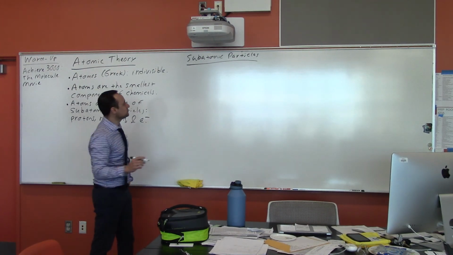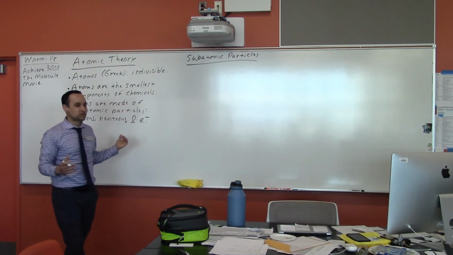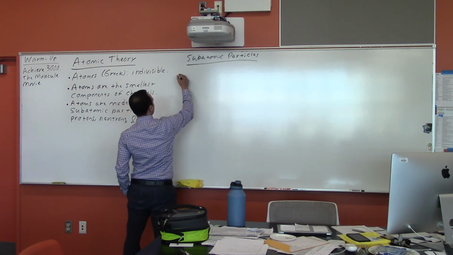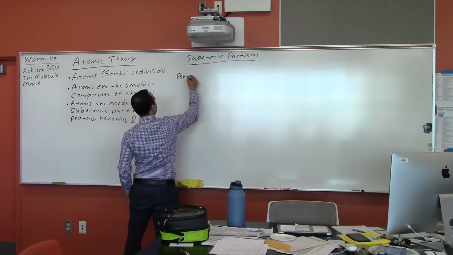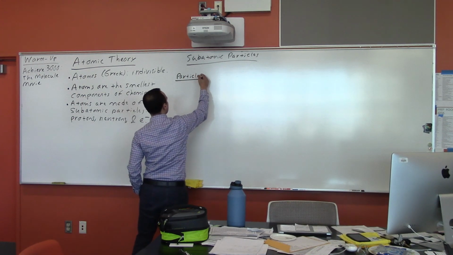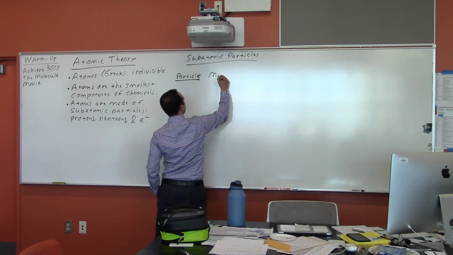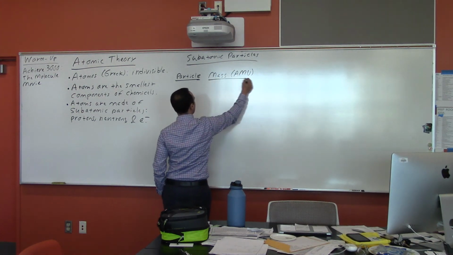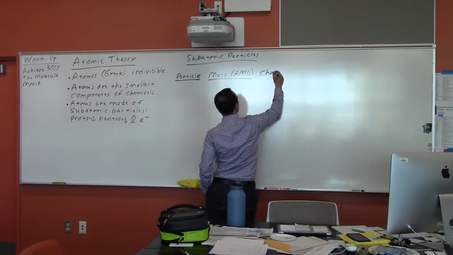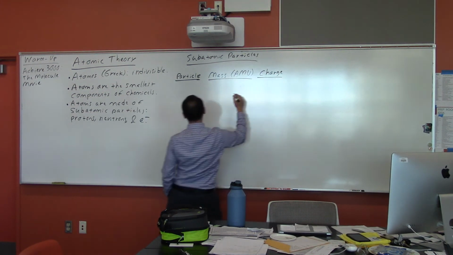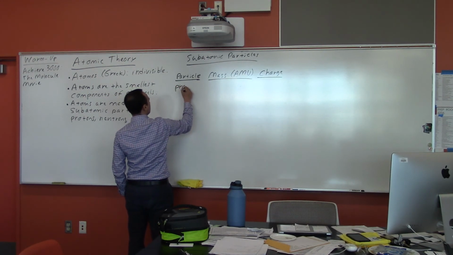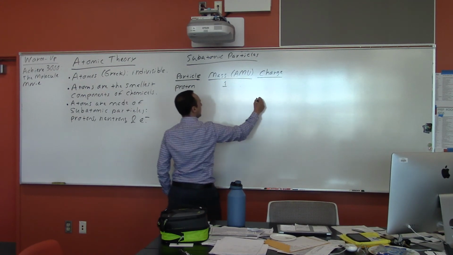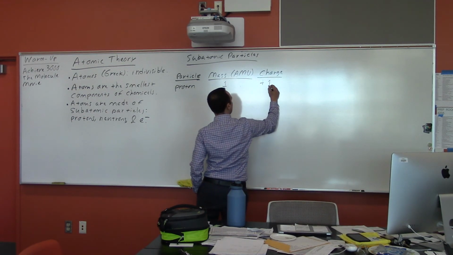So subatomic particles are the proton, the neutron, and the electron. We need to understand them, right? So I'll write a little table here. Particle, mass, and the unit is AMU, and then charge. So protons have a mass of 1 AMU and a charge of +1.